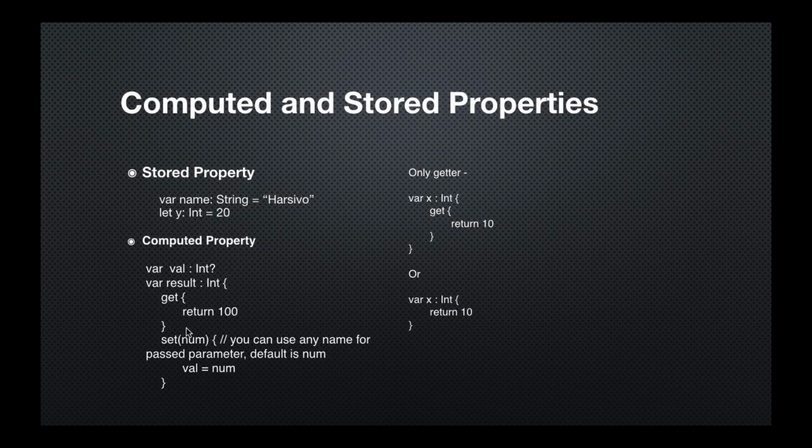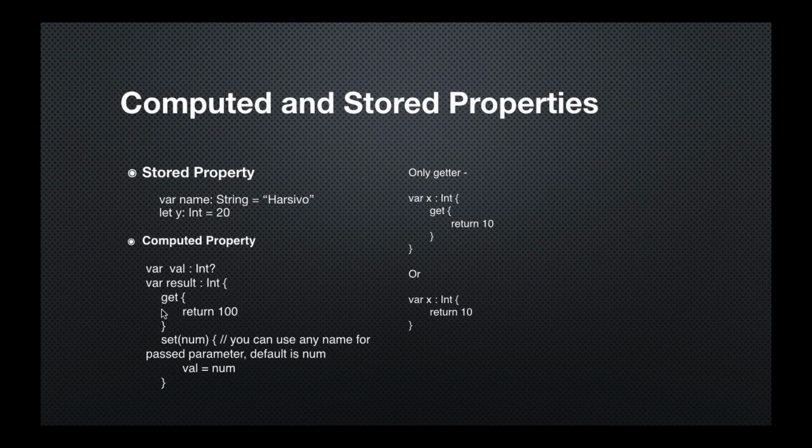There are different ways of doing it. You can create a getter and setter. Let's say we have this value variable, which is a stored property, and then we have this var result. Result will be calculated using this value. You can just return 100 for get, or you can set this number that you will be passing. You can use any name for the passed parameter. Default is newValue, I believe. I have written it wrong. You can just assign this value to num.